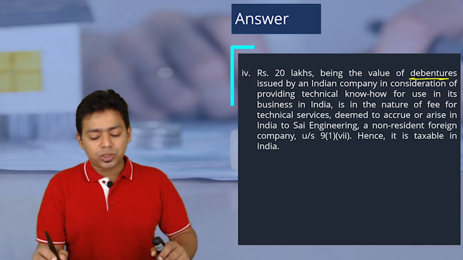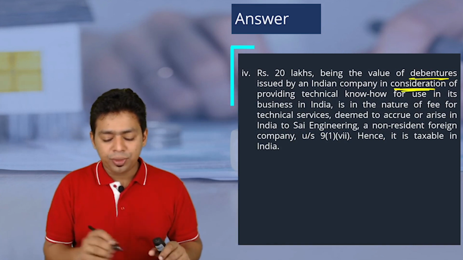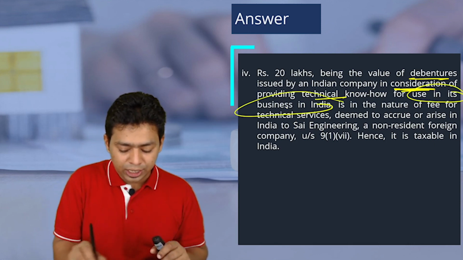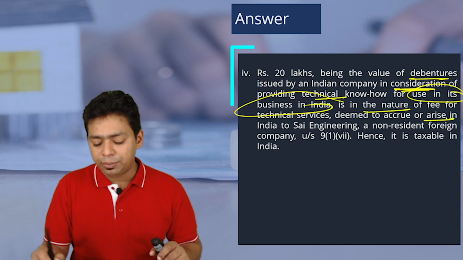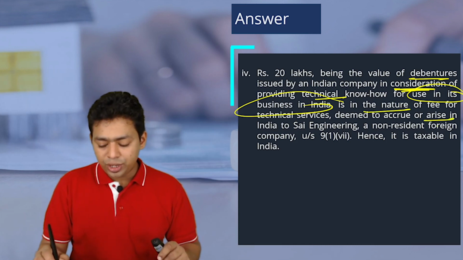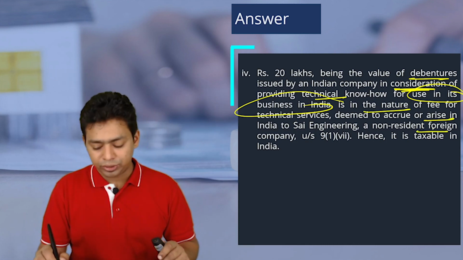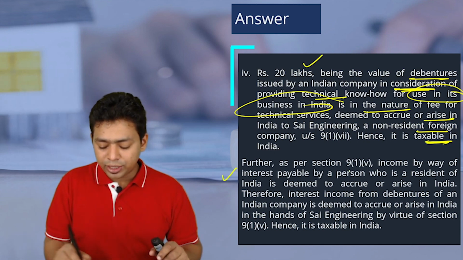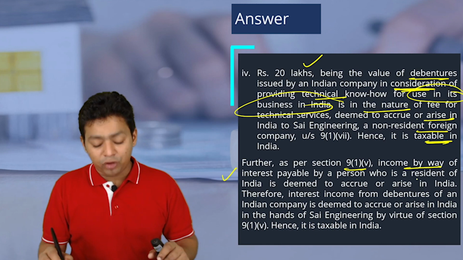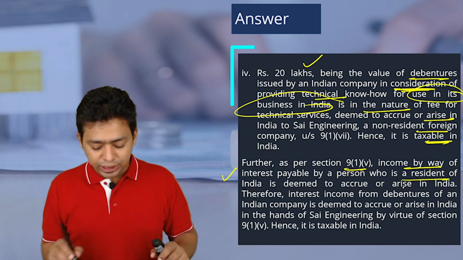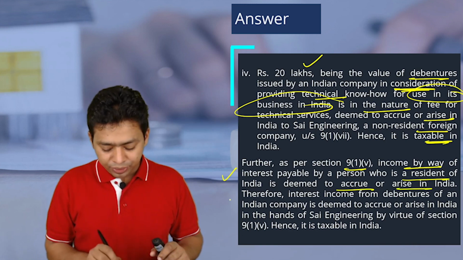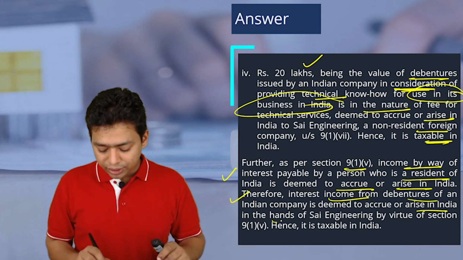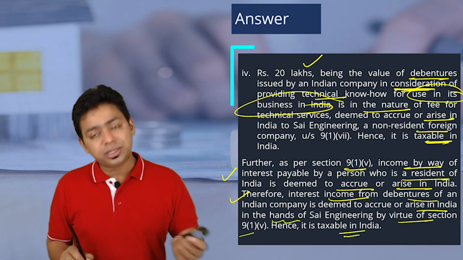Rupees 20 lakh being a debenture issued by Indian company in consideration of providing of technical know-how for use in its business in India is in the nature of fees for technical service deemed to accrue or arise in India to Sai Engineering, a non-resident foreign company, under section 9(1)(vii) and hence it is taxable. Not only debentures, sir, now debenture interest will also become taxable. Further, as per section 9(1)(v), income by way of interest payable by a person who is a resident in India is deemed to accrue or arise in India. Therefore, interest income from debentures of an Indian company is deemed to accrue or arise in India in the hands of Sai Engineering by virtue of section 9(1)(v). Even interest is also taxable.